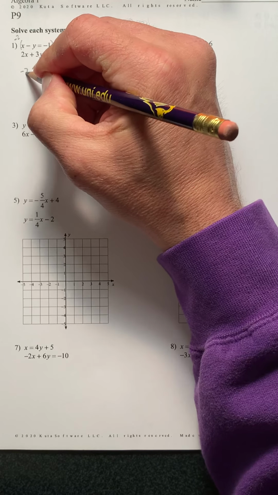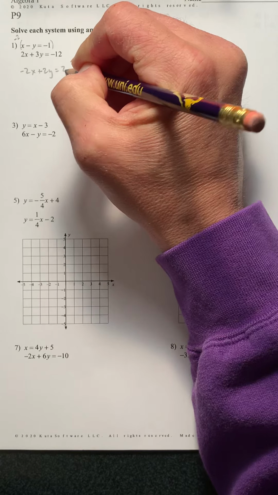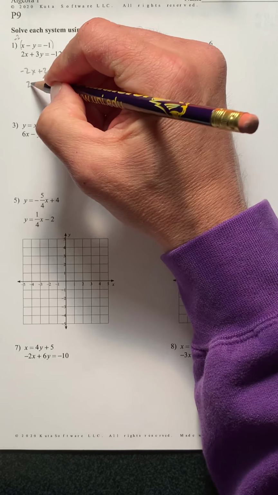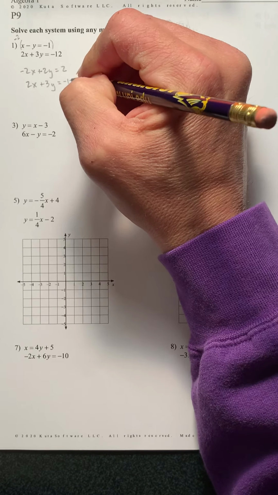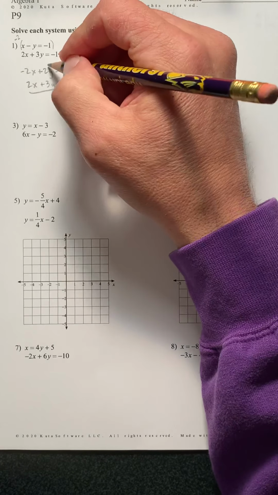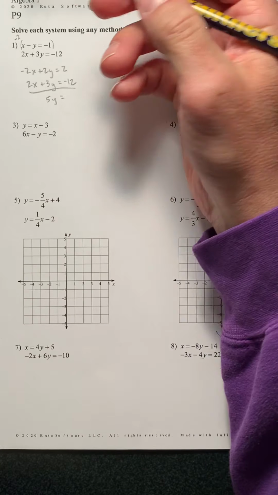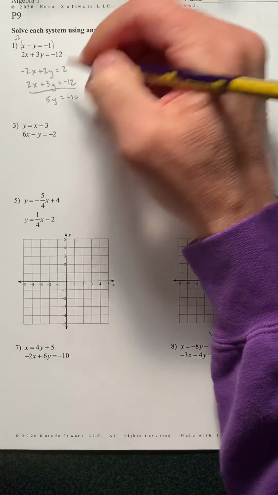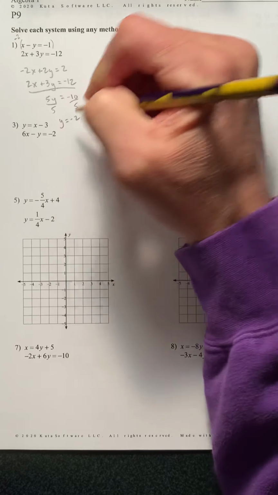When I do that, I get negative 2x, a positive 2y, and a positive 2. That's everything in the top row by negative 2. Rewriting the bottom row right underneath it, I'm now ready to add straight down. And so when I do that, my x's are gone, of course. That's what we wanted to do. I end up with 5y, I end up with negative 10, and when I divide by 5, I get negative 2. So my y value is negative 2.